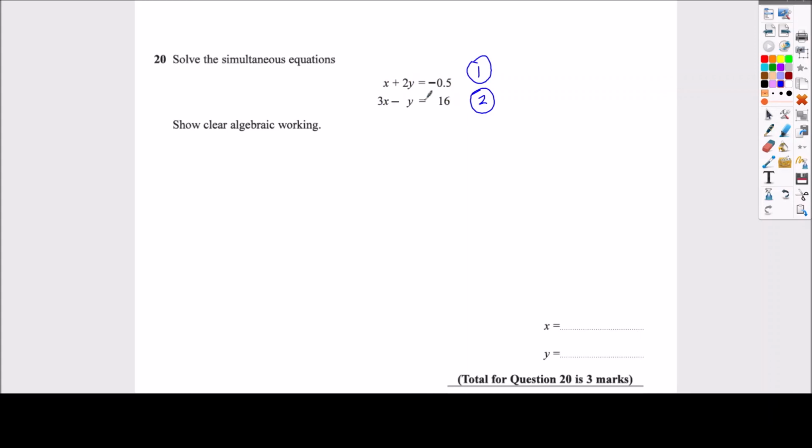Equally, I could double the second equation, because that would line up the y's, because I'd then have 2 y's in the bottom one. Now, I think I'm going to do that one. So I'm going to take equation number 2, and I'm going to double everything in the equation. So I'm going to double the 3x, I'm going to double the minus y, I'm going to double the 16. So I get 6x minus 2y equals 32. And I'm going to bring in equation 1 underneath that.